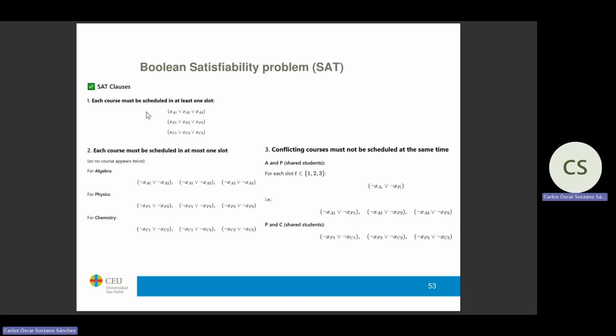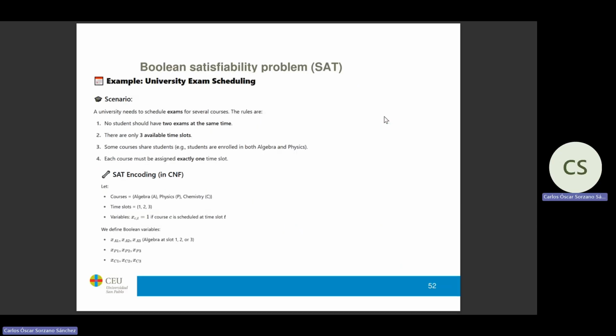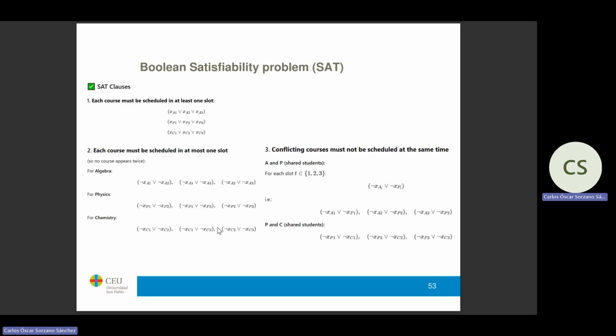So you formulate a set of clauses, and then all together they define a kind of feasible Boolean filter. You may find that there is no combination of these variables. You have here 9 variables taking values 0, 1, so that is 2 to the 9 possible solution states. You explore all of them, and you may find that none of them can satisfy these conditions, or you may find a few combinations that can satisfy them.